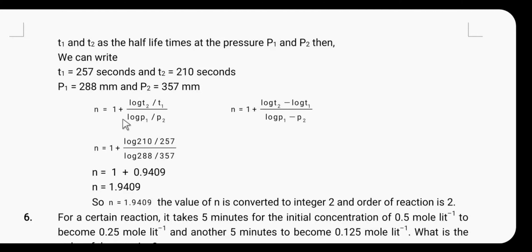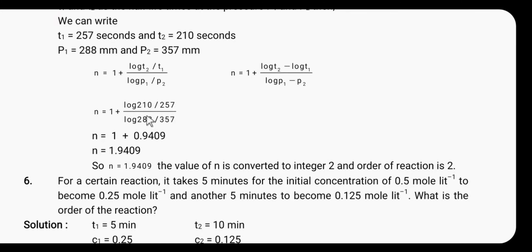Various methods are available to determine the order of reaction. Here the half-life method is used to solve this problem, and the formula is n is equal to 1 plus log of t2 divided by t1, divided by log of P1 divided by P2. Directly we can substitute the values of t1, t2, P1, P2 in this expression, and we will get the value of n. The final answer is 1.9409, which is nearly equal to 2. So we can say that the order of this reaction is equal to 2.